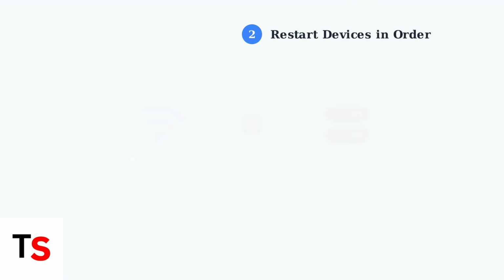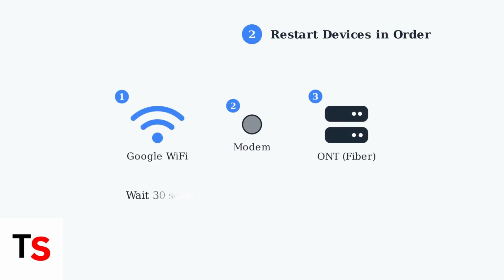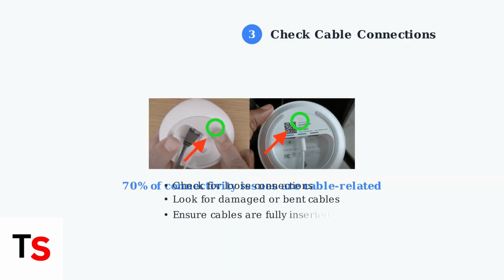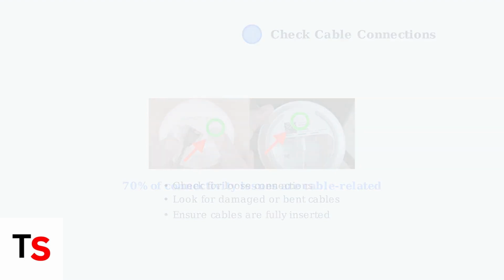If there are no outages, restart your devices in the correct order. First, power off your Google Wi-Fi units, then your modem, and finally your ONT if you have fiber internet. Inspect all Ethernet cables for damage and ensure they are securely connected. About 70% of Google Wi-Fi connectivity problems are due to improper cable connections.